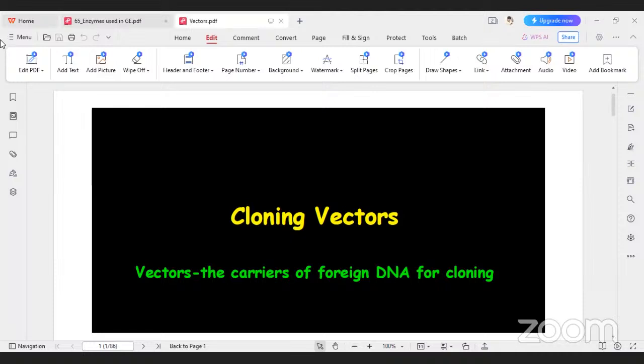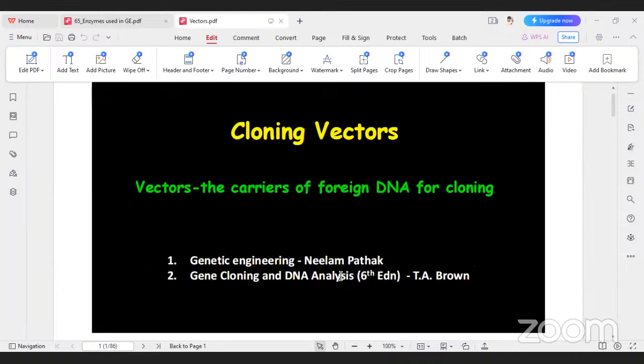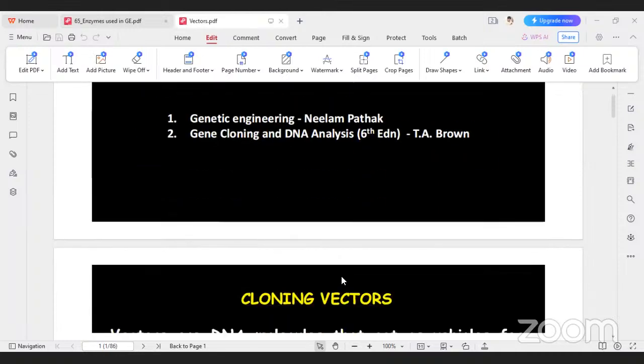Next topic is cloning vectors. This is also very important. Cloning vectors can come in essay and short answer questions. Genetic engineering: cloning vectors, carriers for DNA cloning.